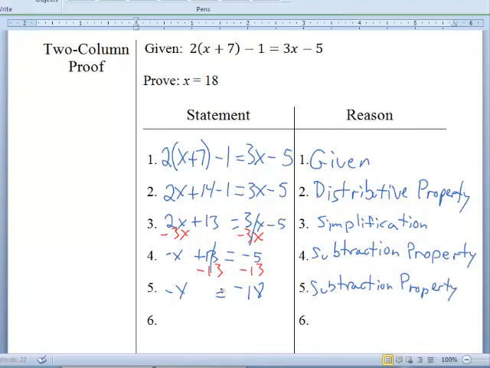And lastly, I'm going to solve for x. I'm proving that x equals 18, not negative x equals negative 18. So my last step is going to be to divide by negative 1 on both sides of the equation. So I'm left with negative x divided by negative 1 is x, is equal to negative 18 divided by negative 1 is positive 18. And I do that because of the division property.